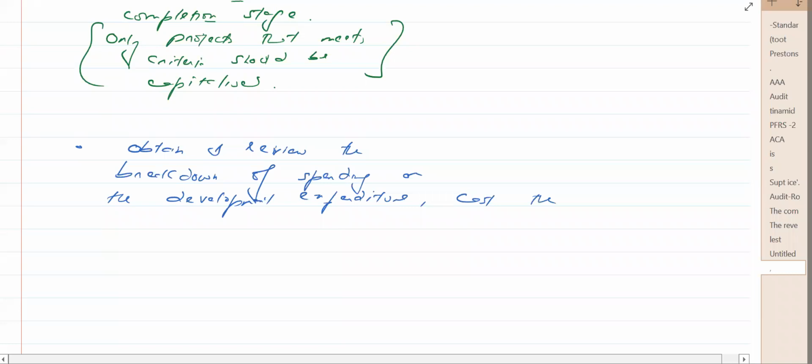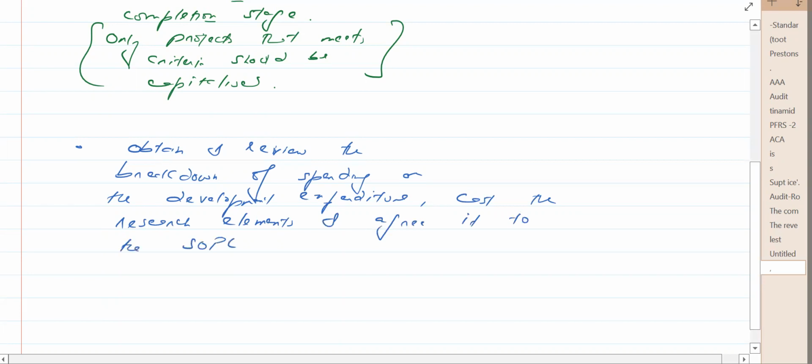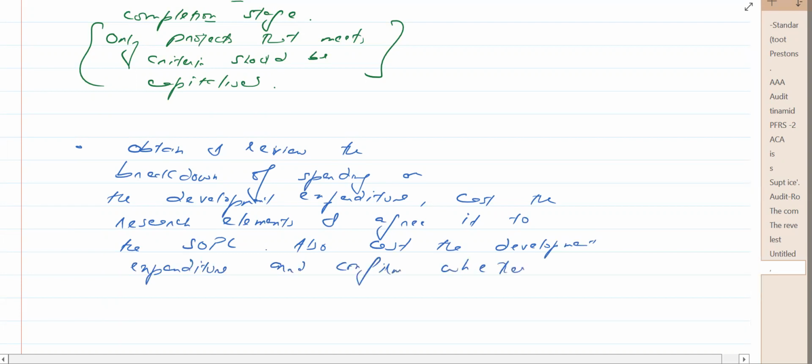Cost the research elements and agree it to the statement of the profit or loss. Also cost the development expenditure and confirm whether the same amount is being capitalized.